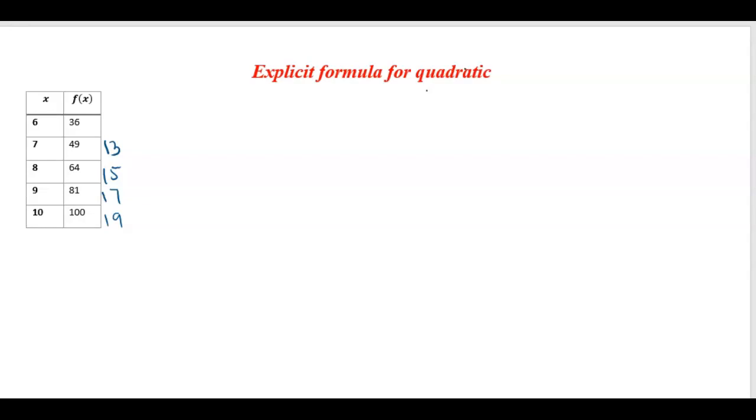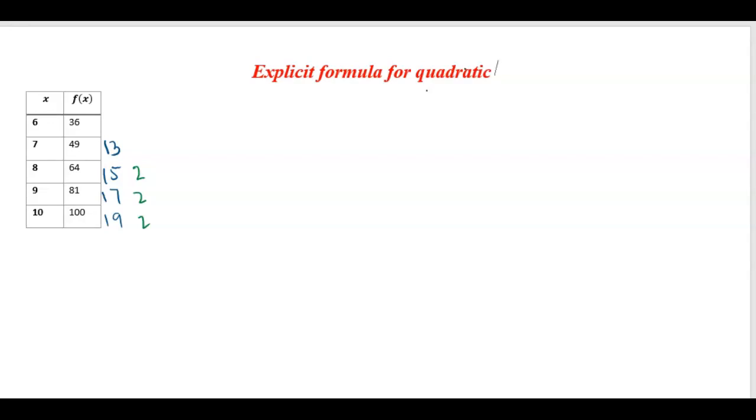So let's check for the second difference. 13 to 15, you add 2. So 13 plus 2 is 15. 15 plus 2 is 17. 17 plus 2 is 19. So we know that's a quadratic function because the second difference is a constant.